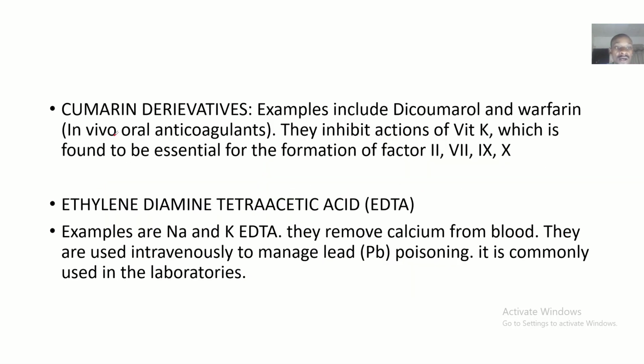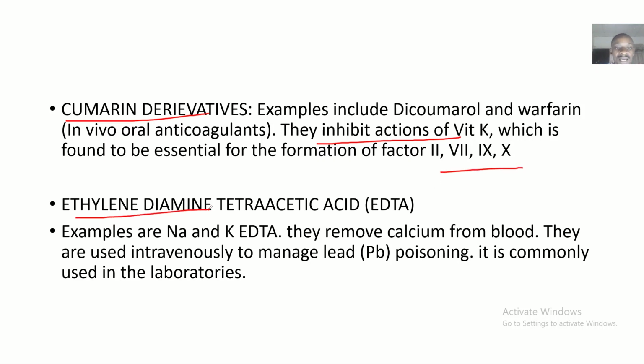And we also have coumarin derivatives. Examples of these coumarin derivatives include dicumarol and warfarin. They act in vivo, inside the body. They inhibit actions of vitamin K, which is an essential factor for formation of factors 2, 7, 9, and 10. So if it is inhibiting vitamin K, that means it is inhibiting these factors.